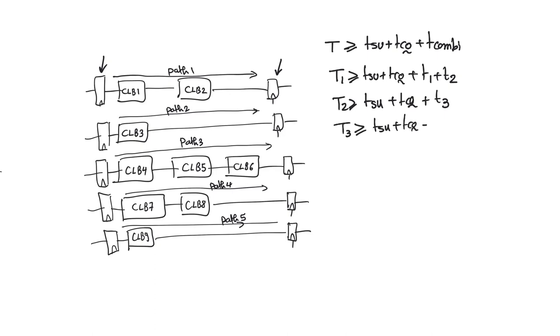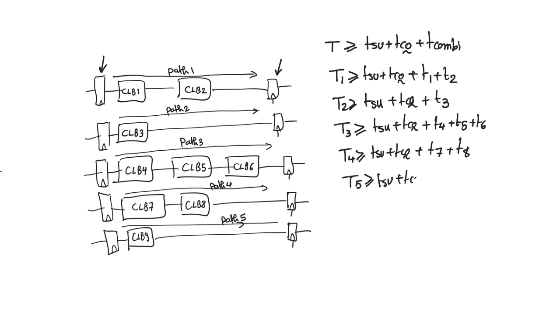Here we are making use of the fact that setup time and TCQ time are the same for all registers. This is a very reasonable and fair assumption, which we use to simplify our solutions. And so we will write the clock periods for all the five different paths.